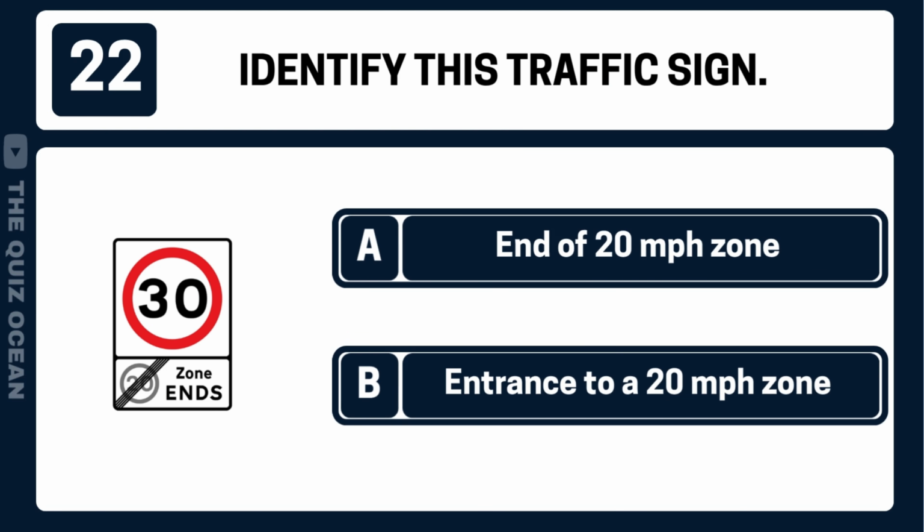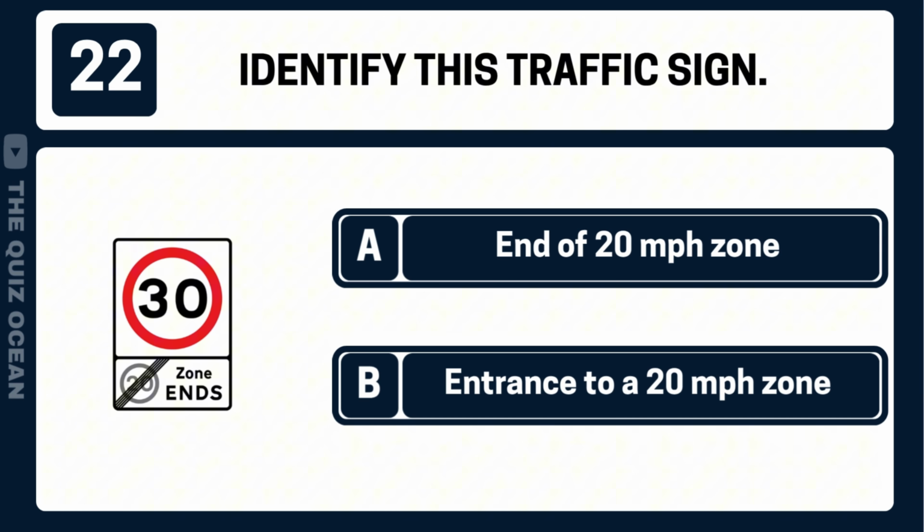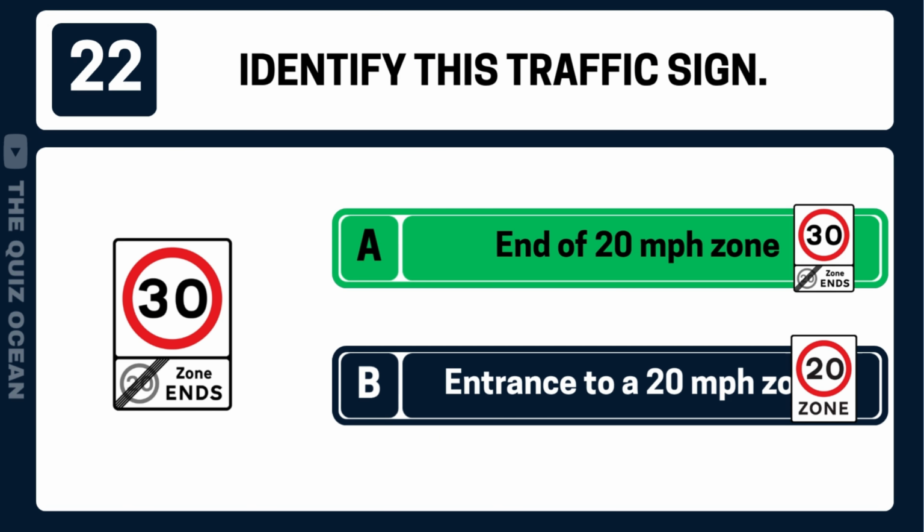Identify this traffic sign. A. End of 20 miles per hour zone. B. Entrance to a 20 mile per hour zone. The answer is A. End of 20 miles per hour zone.